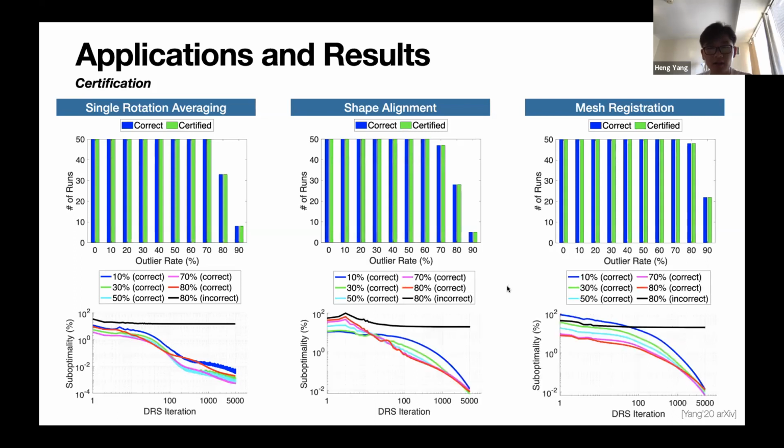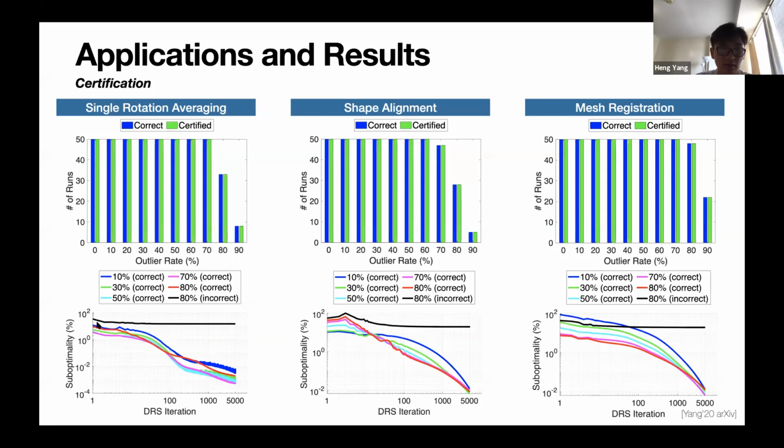And as another metric of showing the success of the certification, I'm plotting the suboptimality gap with respect to the iterations of Douglas-Rachford splitting, which is DRS. And you'll see that for these correct solutions, the certification was able to drive down the suboptimality gap below 1% or 0.1% really fast, usually within 100 iterations or 1,000 iterations. On the other hand, when you give an incorrect estimate to the certification pipeline, the suboptimality gap will saturate also very fast.